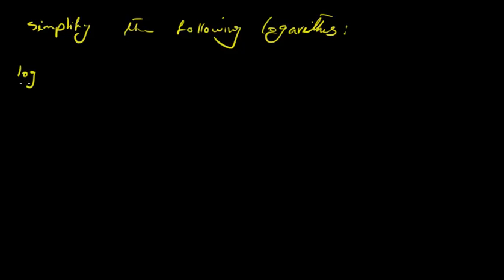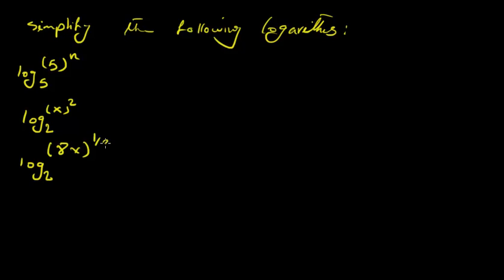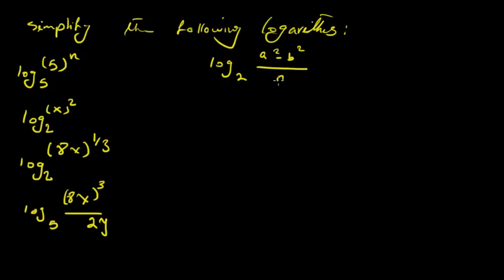So log base 5 of 5 raised to the n power, log base 2 of x raised to the second power, log base 2 of 8x raised to 1/3, log of 8x to the third over 2y, log 2 of a squared minus b squared over ab.